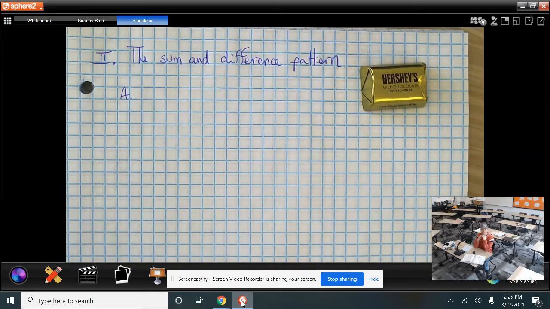Welcome back to the second part of the video for section 7.3. In 7.3, we're looking at two different patterns that come up when multiplying binomials. The first one was the square of a binomial. That was in part one of this video for 7.3. And the second pattern, and the last one, is called the sum and difference pattern.